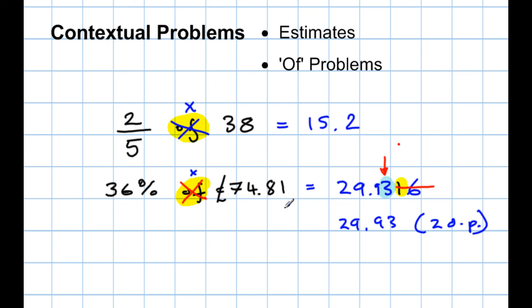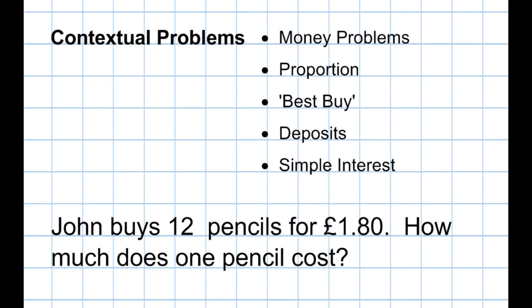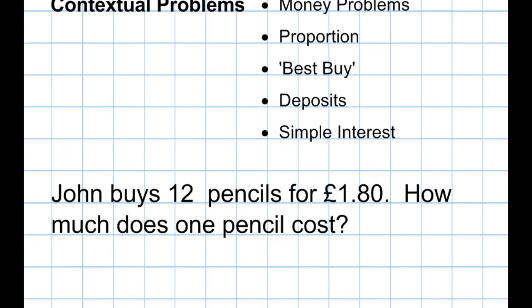Right, we're getting there. Don't worry, there's not much more of this. Now, more contextual problems. We're going to look at the final part of the video, contextual problems. Contextual problems are ones where the problem's presented to you in words, and you've got to work out what arithmetic you need to use. And they come under various headings, or I've decided they come under these headings: money problems, proportion, best buy, deposits, simple interest. Let's look at what I mean by a money problem. Well, actually, it's a proportion problem.